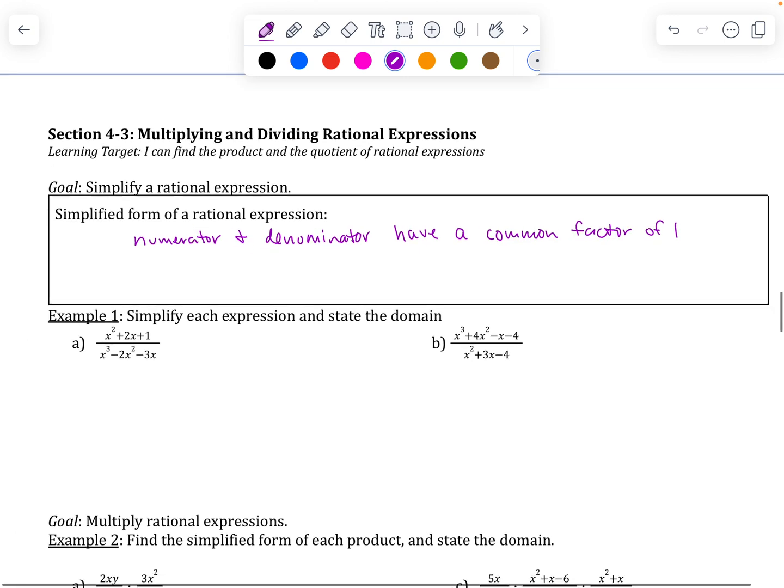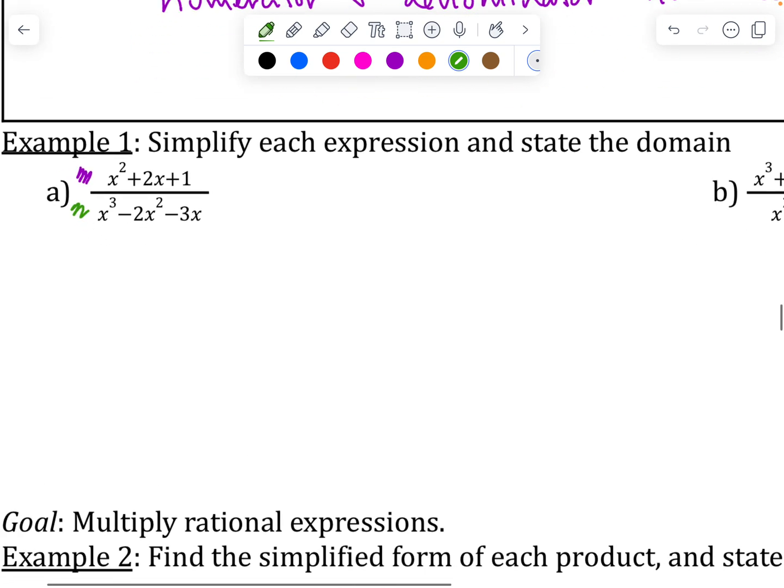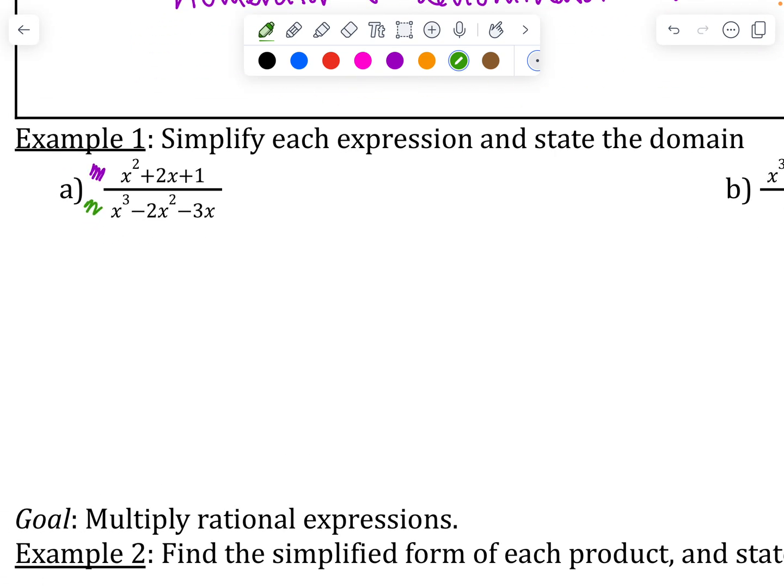So if I'm looking at the first one, actually, let's just do this. I'm going to split this here. We're going to factor each one of them separately, and then we'll combine them together to see what cancels. Okay, so x squared plus 2x plus 1. The quick factorization of that is going to be x plus 1, x plus 1.